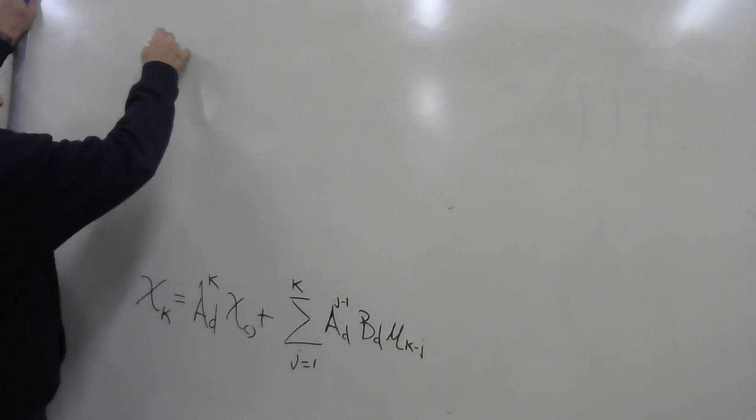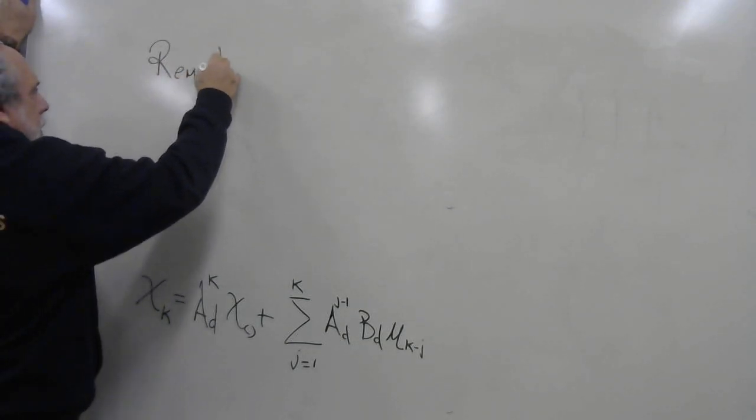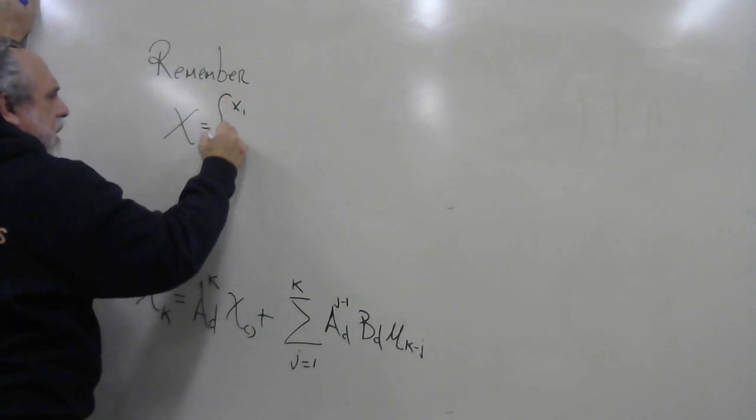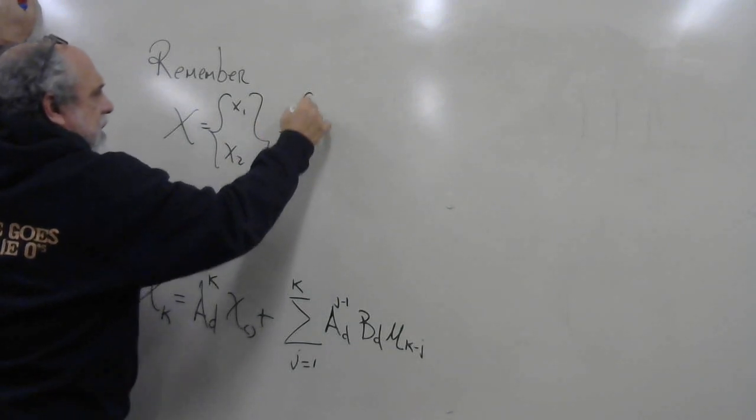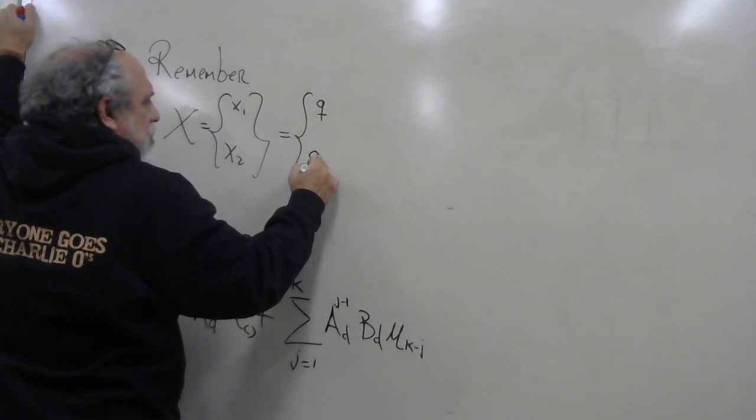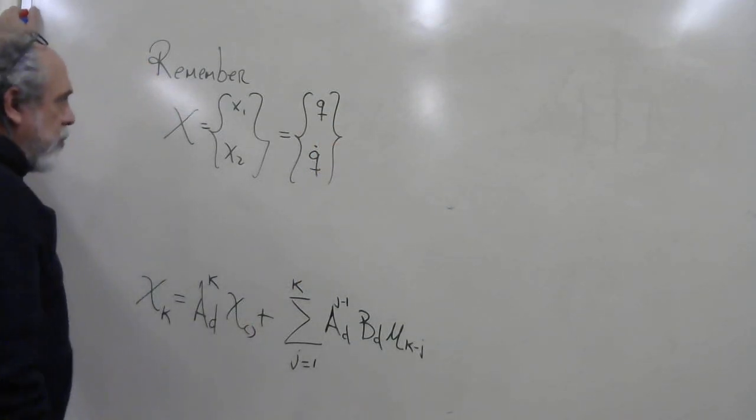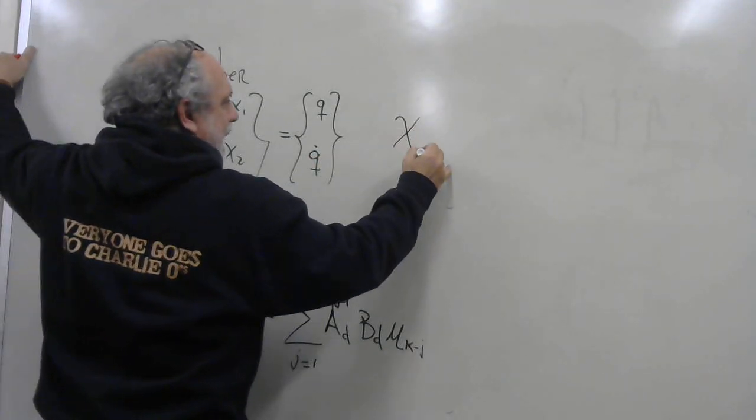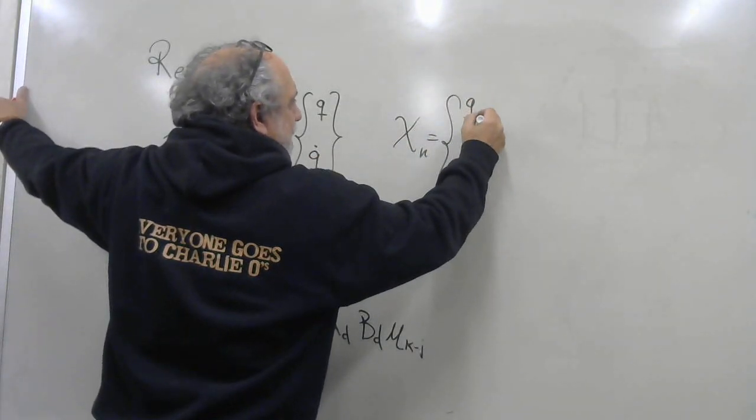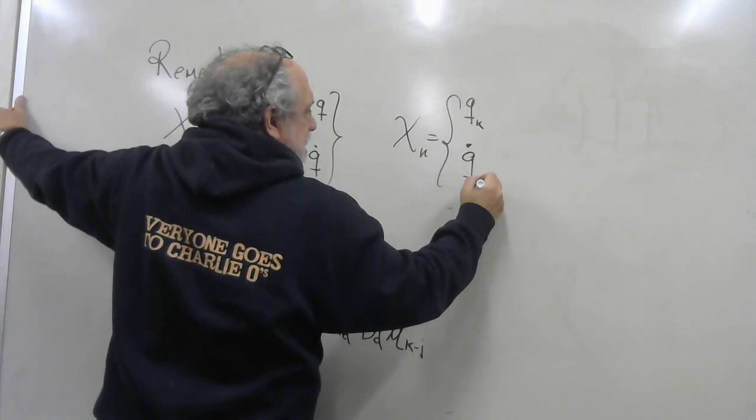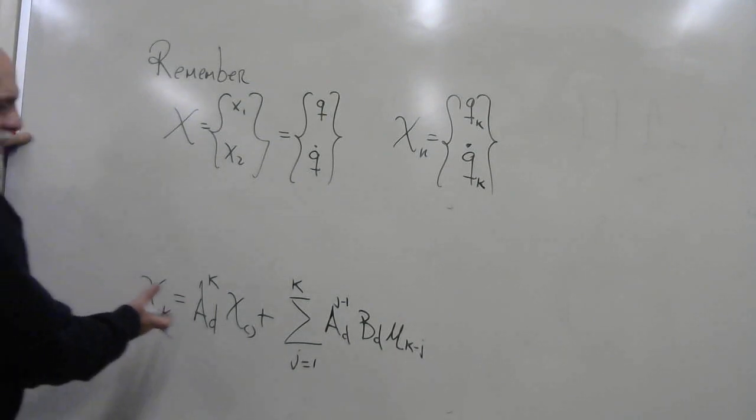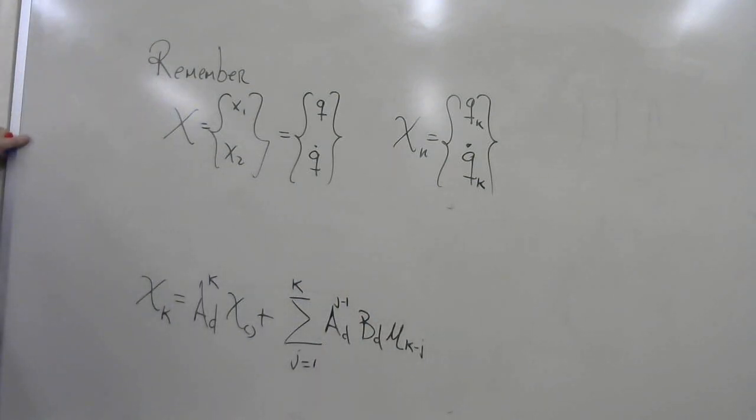Now, remember, don't lose sight. What is x? x is x1, x2. And what was x1 and x2? x1 was q and x2 was q dot. So basically, when we're looking at x at k, what we're saying is that we are looking at the displacements at k and the velocities at k of the system, right? And this is how the displacements and the velocities in the system evolve.